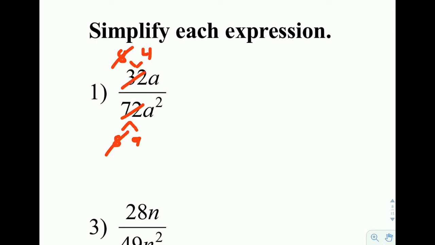With the a's, I see that I really have an a to the 1 on top and an a to the 2 on bottom. 2 is larger than 1, so there are more a's on bottom. There's one more a on bottom, so I'm going to write a to the 1 on bottom and get rid of these. So my final answer is going to be 4 over 9a.